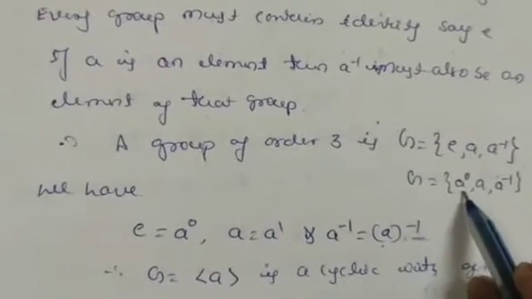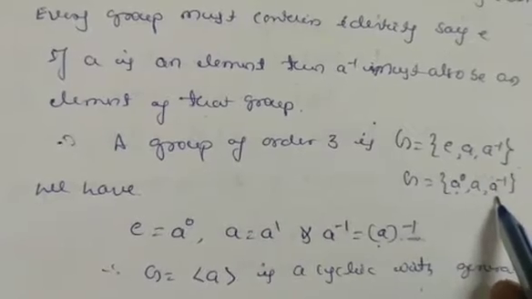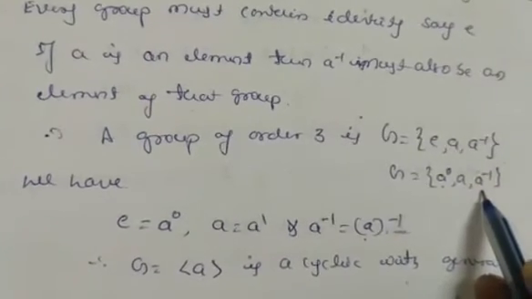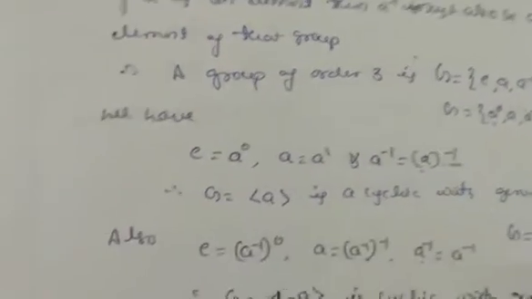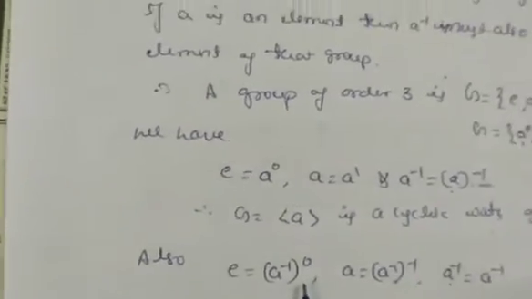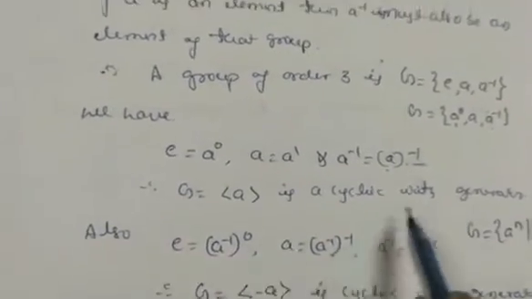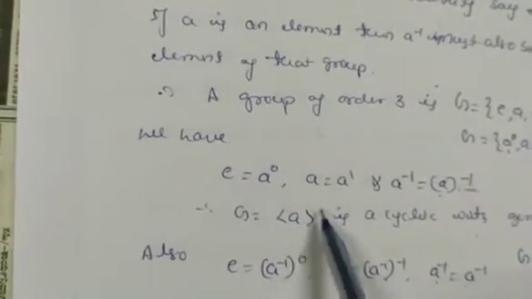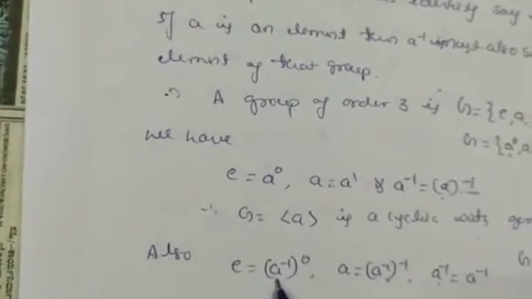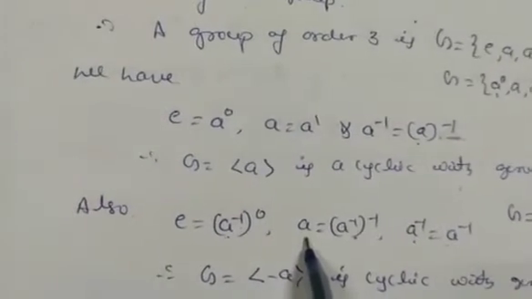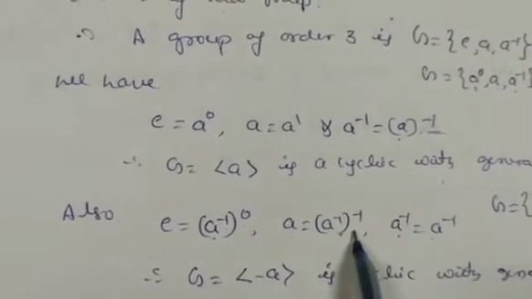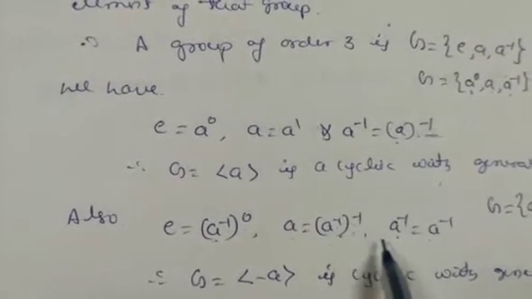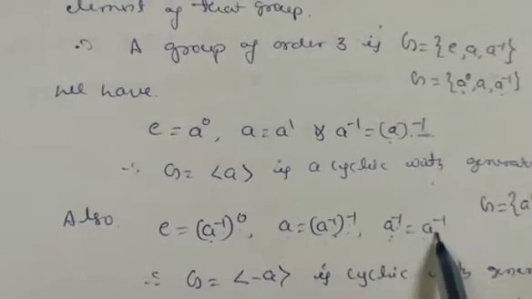So all the elements are in terms of powers of a. Therefore we can say that here G is a cyclic group generated by a. So now we can also say that e can be written as a to the power of minus 1 whole raised to 0, and a is nothing but a to the power of minus 1 whole raised to minus 1, because minus 1 into minus 1 is plus 1, and a inverse is a inverse only.